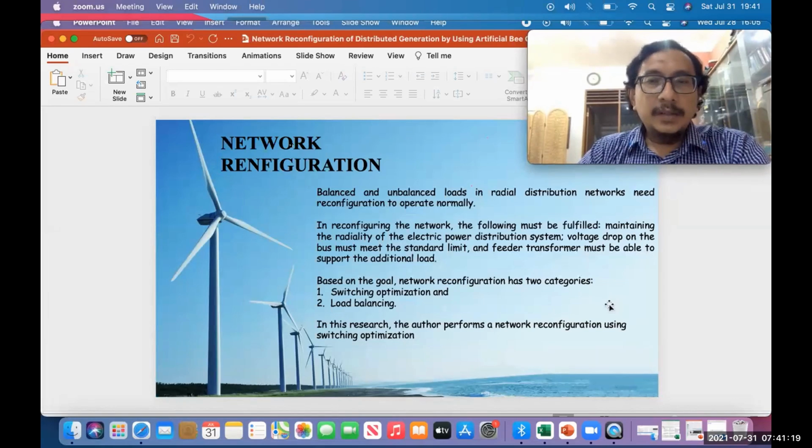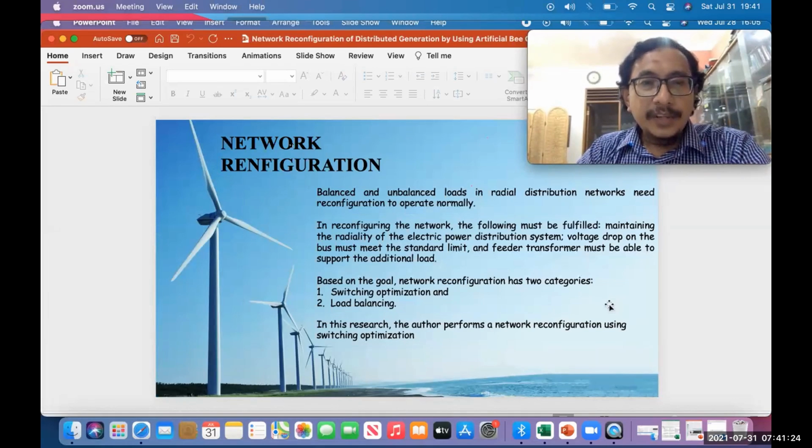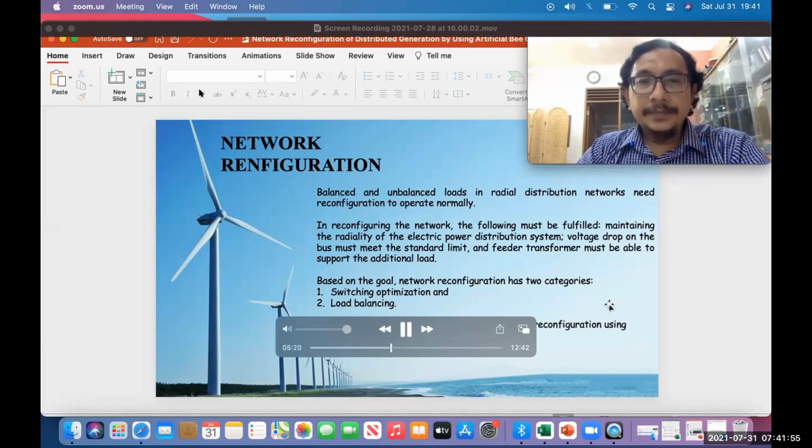In these slides we will discuss the network reconfiguration. Balanced and unbalanced load in radial distribution network need reconfiguration to operate normally. In reconfiguring the network, the following must be fulfilled: maintaining the radiality of the electric power distribution system, voltage drop on the bus meets the standard limit, and feeder transformer must be able to support the additional load.